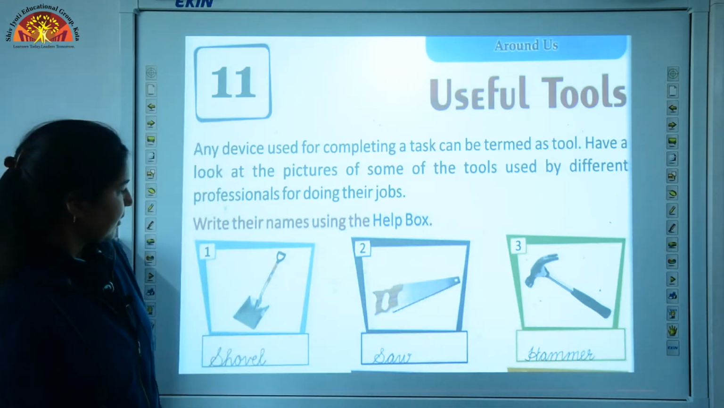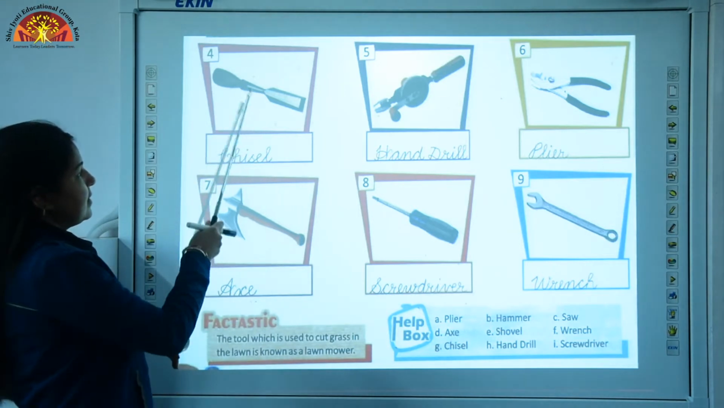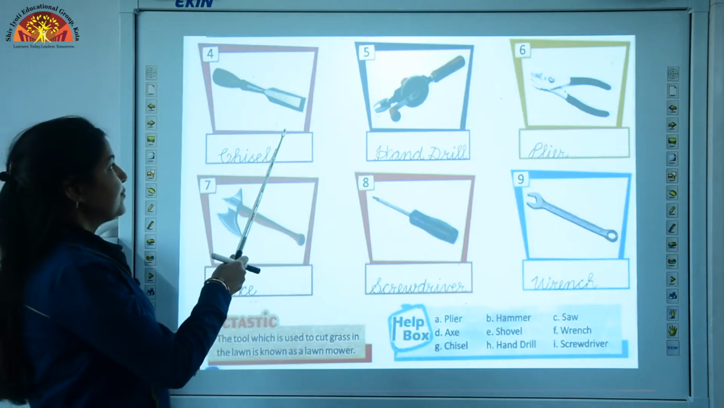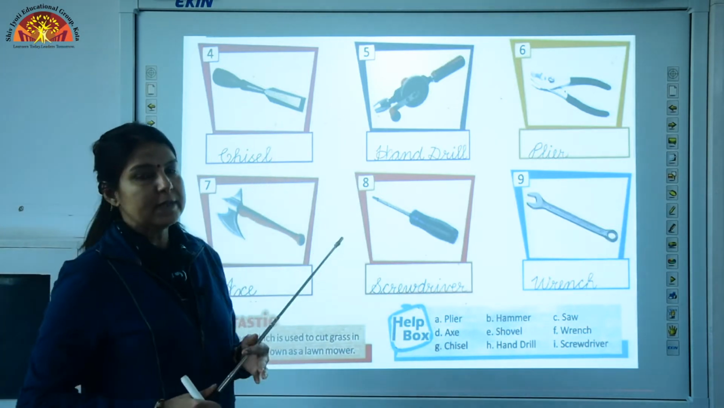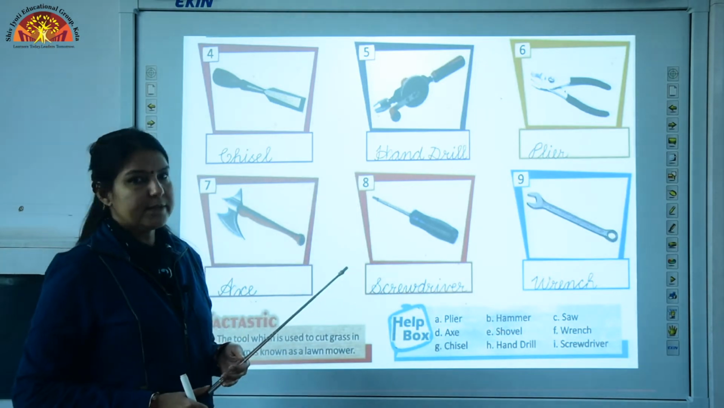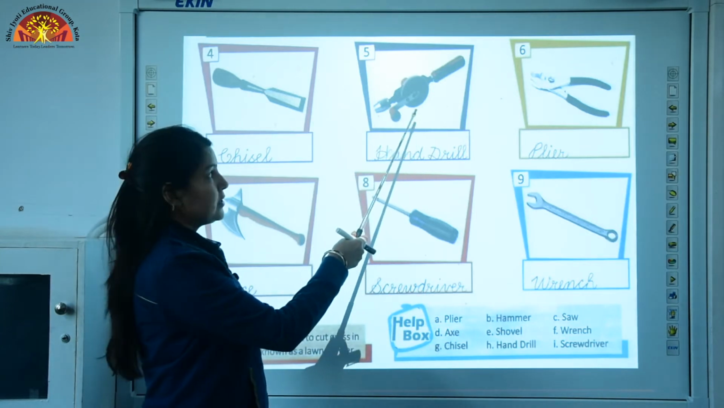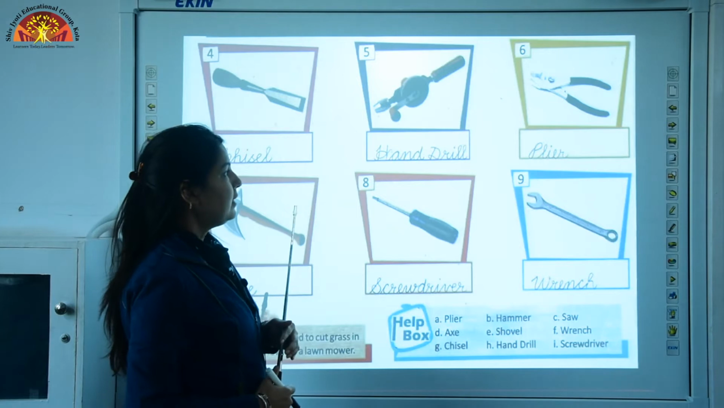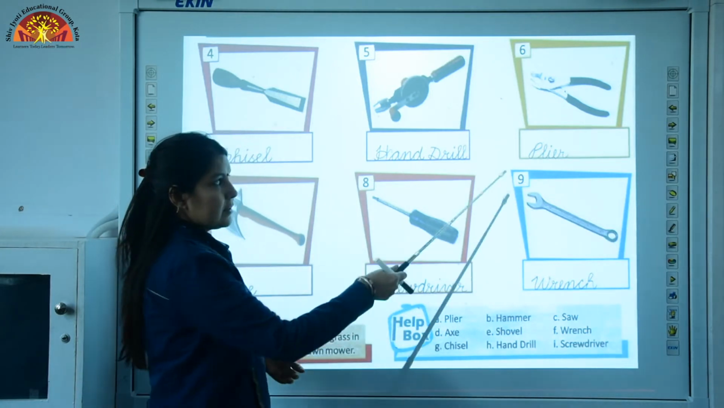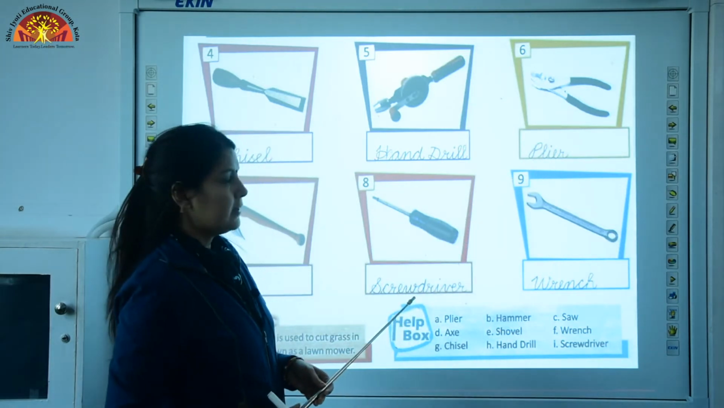Now, we will see number 4, this is a chisel. What is this? This is a chisel. Chisel is used for making an uneven surface even. It is used for cutting and shaping wood and stones. What is this? This is a hand drill. What is the use of the hand drill? Hand drill is used for making small holes. This is a plier. Plier is used for twisting and cutting wires.